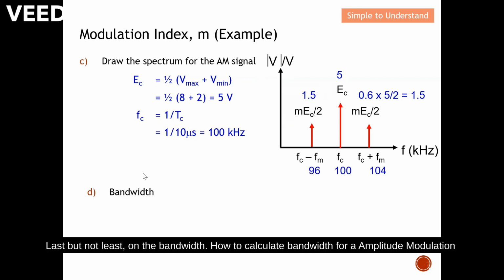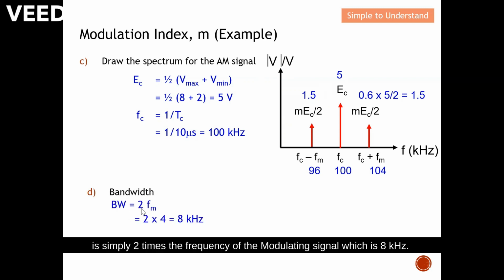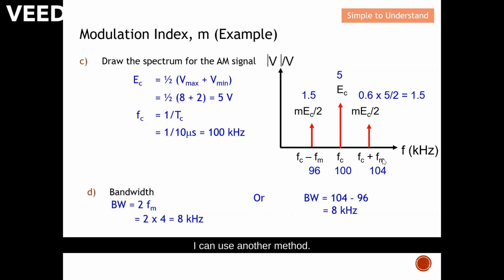Last but not least, on the bandwidth, how to calculate the bandwidth for amplitude modulation is simply 2 times the frequency of the modulating signal, which is 8 kilohertz. I can use another method: I can use the highest frequency minus the lowest frequency, which also gives me exactly 8 kilohertz.